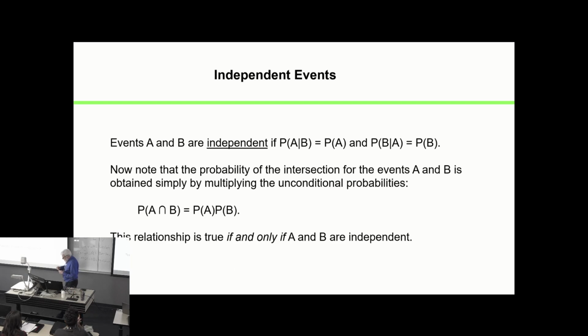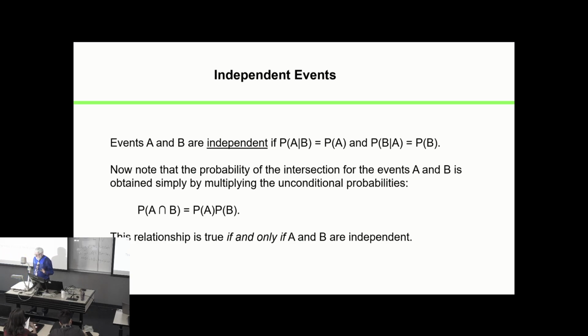So we have a very special relationship between pairs of events if the conditional probability is the same as the unconditional probability. If the probability of A given B is simply the probability of A, then A and B are independent events. A key idea of independent events is that knowing the occurrence or non-occurrence of one event gives us no information about the occurrence or non-occurrence of the other event.